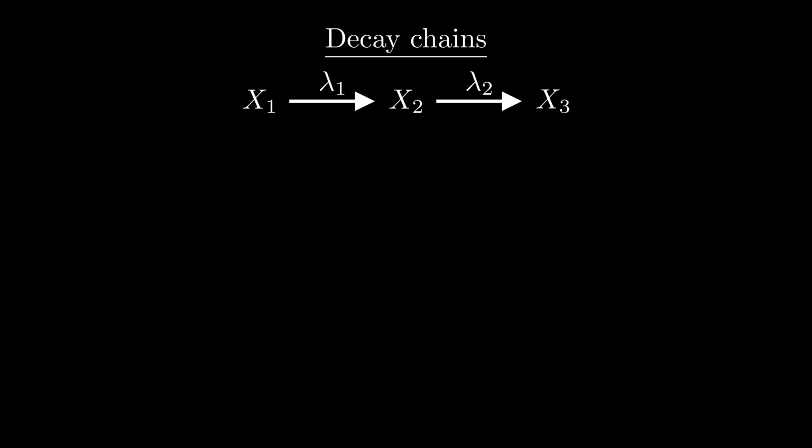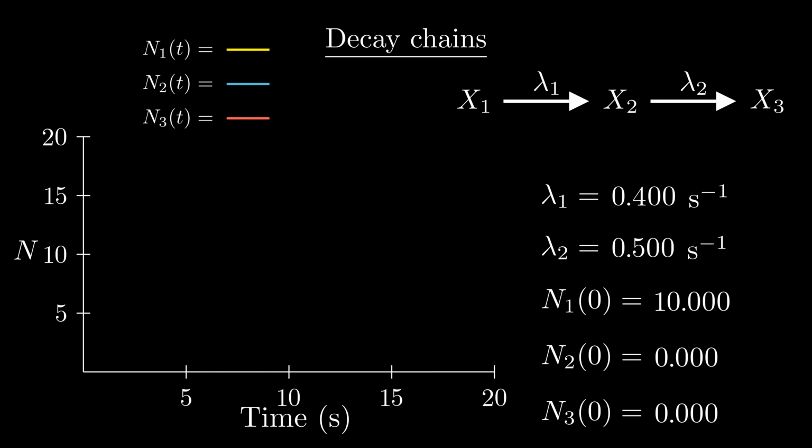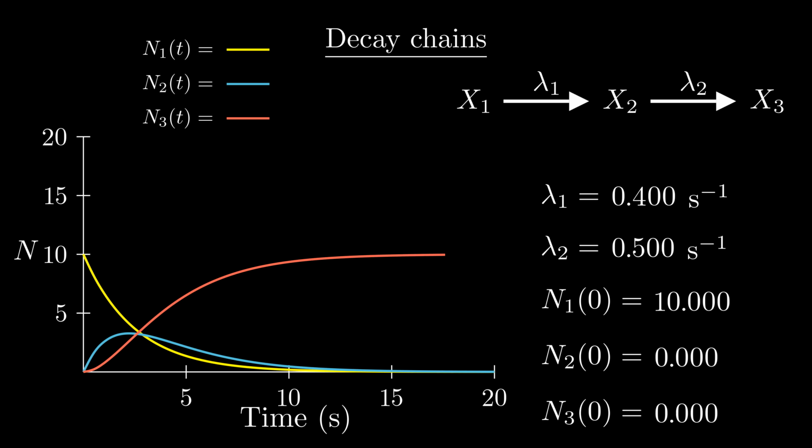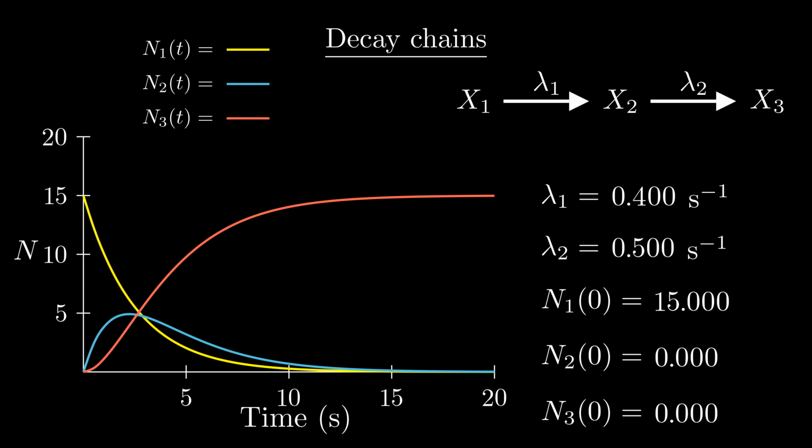If we plot the populations of the three isotopes, we see that x1 decays away, as expected. x2 has a more complicated behavior, as it'll build up in the system as x1 decays, but then it must itself decay into x3, which builds up as t goes to infinity. Changing the initial amount of x1 alters the total amount of isotopes in the system, which need to pass through all three states, so all three curves scale accordingly.